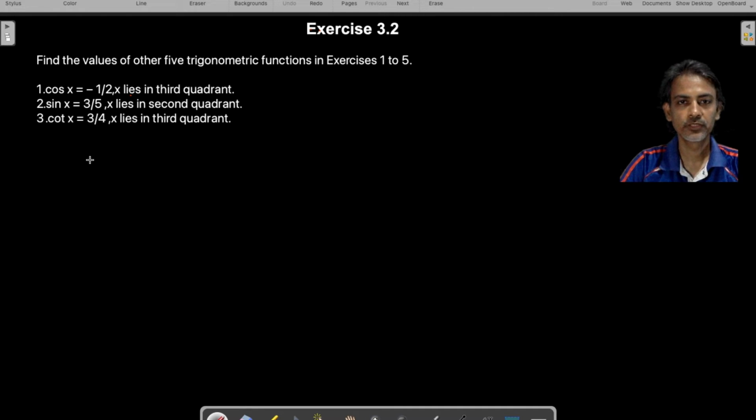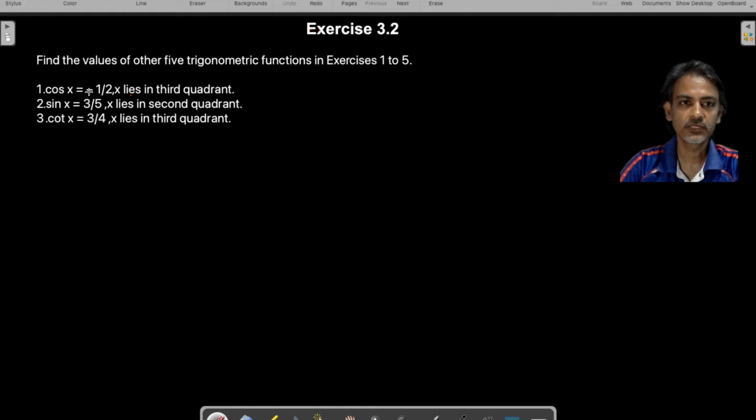In today's lecture, we are going to discuss exercise 3.2, which is part of trigonometry. So in this chapter, we are going to discuss problem 1, 2 and 3, and in further lectures, we'll try to conclude this exercise. Before proceeding to the exercise, let's first understand the concept behind this exercise.